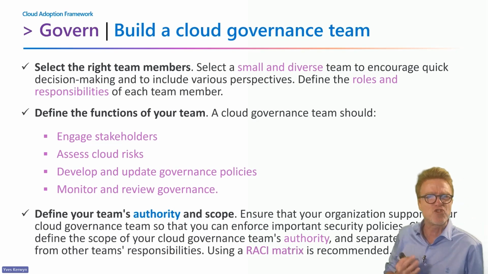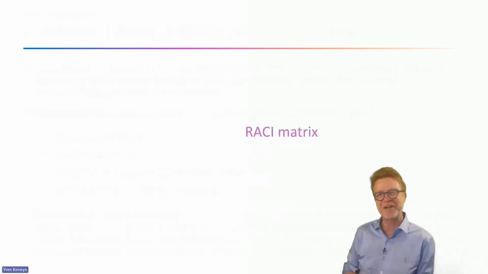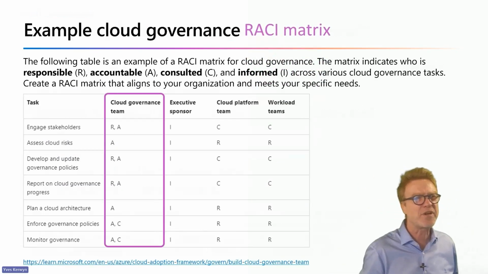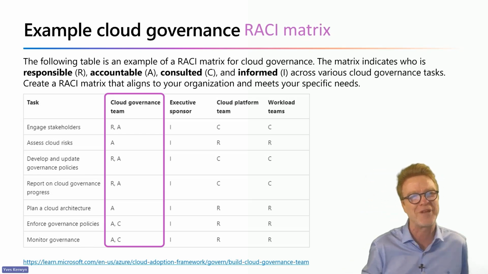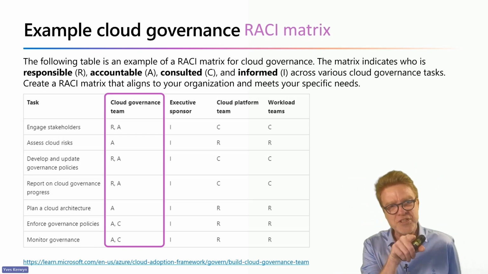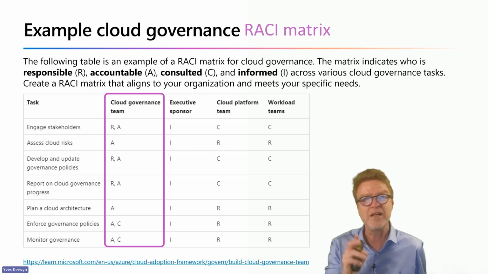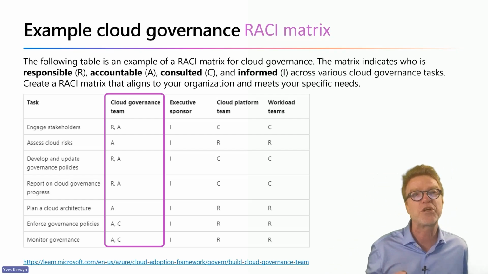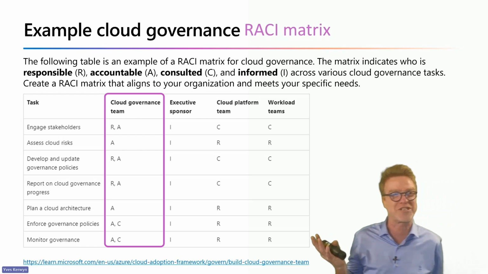and then the question comes, what is the authority and the scope of the order? And that's where the RACI matrix comes in. What is a RACI matrix? RACI stands for responsible, accountable, consulted and informed. And what you see here, the governance team next to executive sponsor, cloud platform team, the work teams, they all have their responsibilities, or, well, not responsibility, but they all have their tasks.